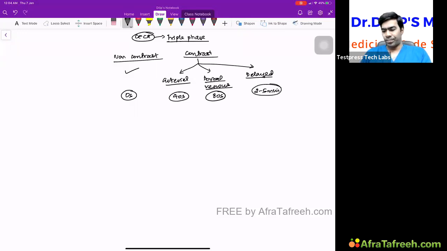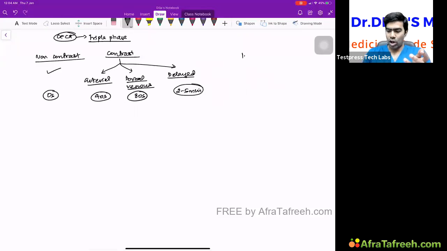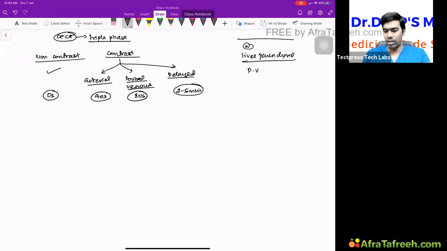So remember, what is the supply to the liver? This is a question for you. Take a normal liver parenchyma. What is the blood supply? Is the portal vein going to supply the blood, or is the hepatic artery going to supply the blood predominantly? What is the blood supply of a normal liver parenchyma? Is it going to be portal venous blood or hepatic artery blood which will supply the normal liver parenchyma maximally?